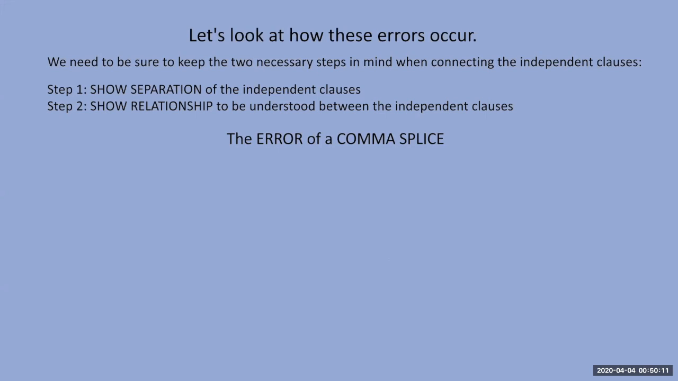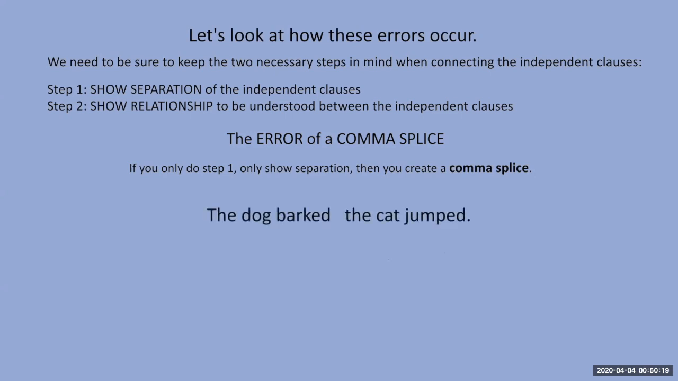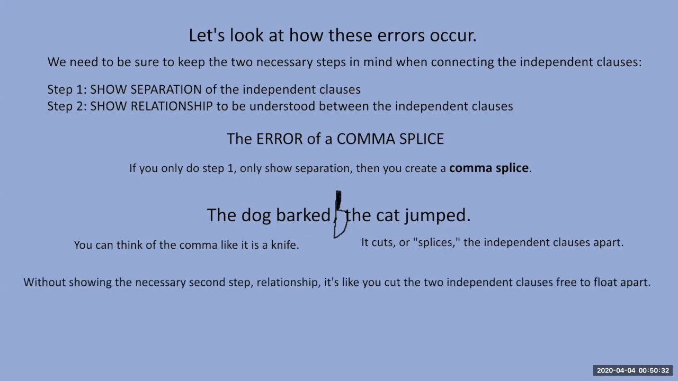The error of a comma splice. If you only do step 1, only show separation, then you create a comma splice. The dog barked, comma, the cat jumped. You can think of the comma like it's a knife. It cuts or splices the independent clauses apart. Without showing the necessary second step, relationship, it's like you cut the 2 independent clauses free to float apart, as this sentence shows.